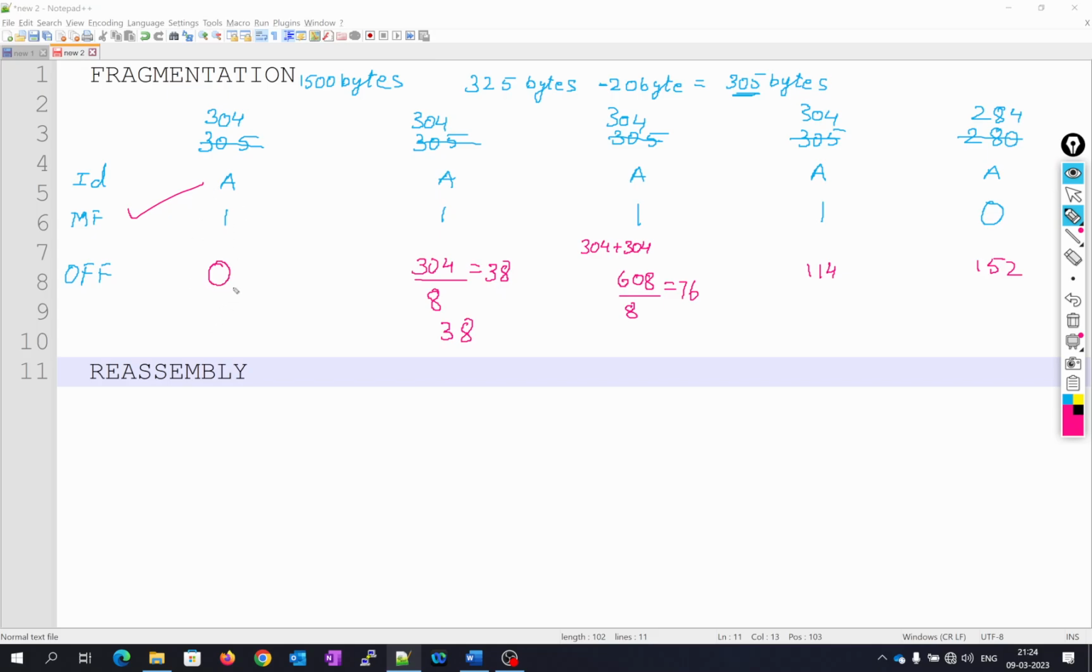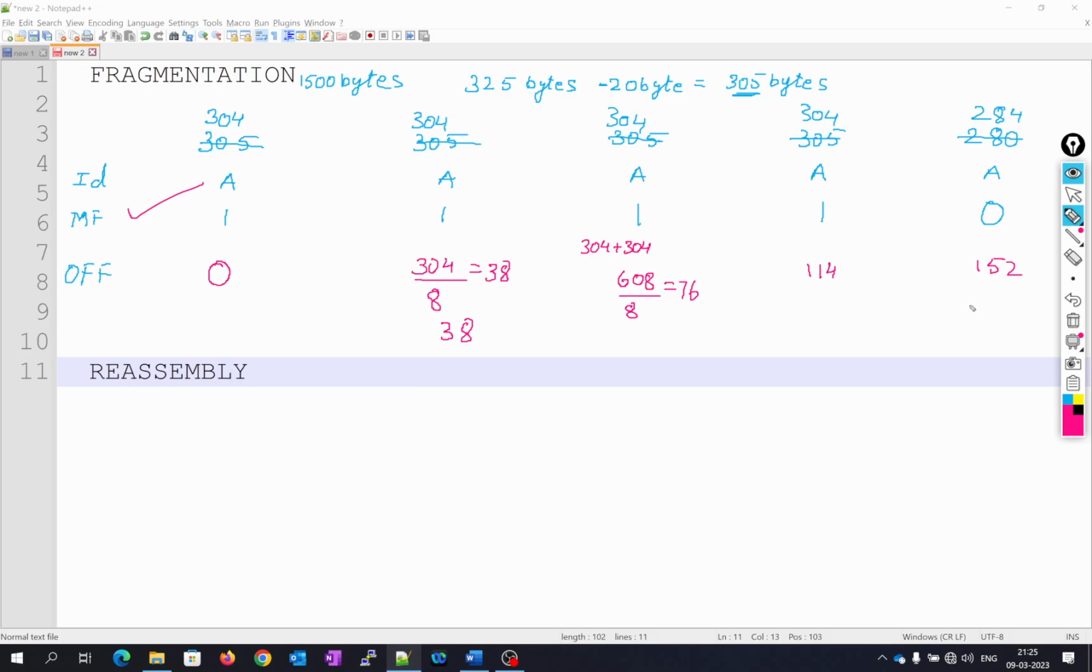So for the first fragment it was 0, for the second fragment it was 304, and since we divided it by 8 we got an offset value of 38. Similarly, 76, 114, and 152 are the offset values of the second, third, fourth, and fifth fragments respectively. These are the values that are present in each fragment.